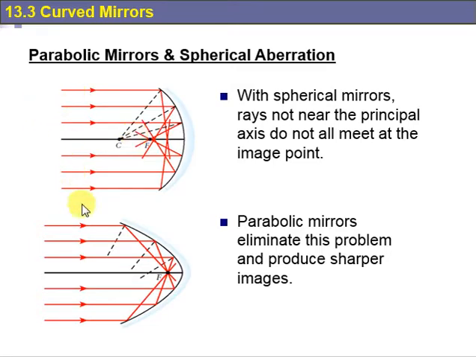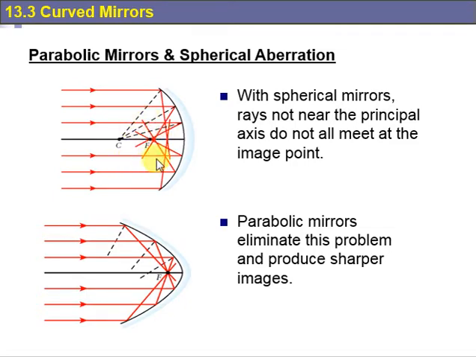But the rays that are far from the principal axis, which is in black here, reflect by passing through a point which is nearer to the mirror than the focal point. Okay, so again, using a concave mirror, the rays that are far from the principal axis do not intersect exactly at the focal point, which causes what? A blurred image, not a focused or clear image.